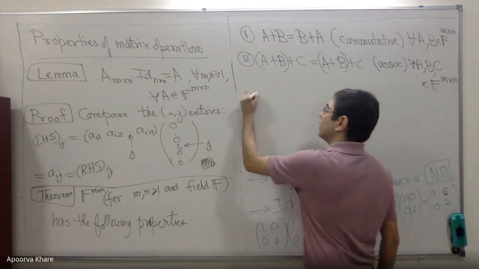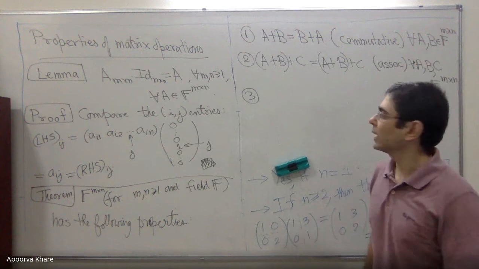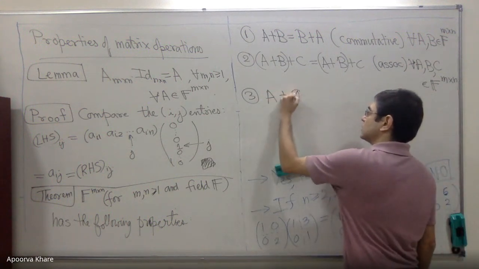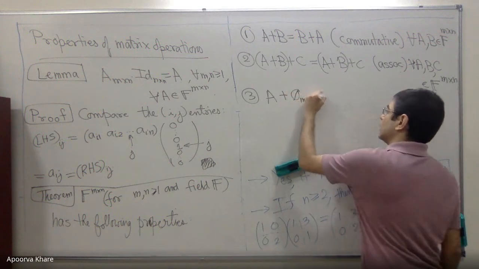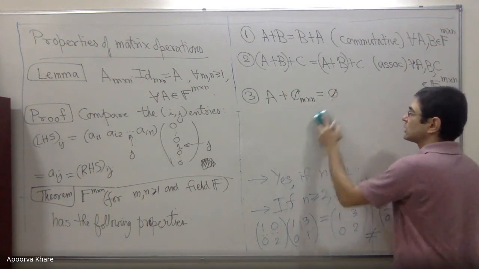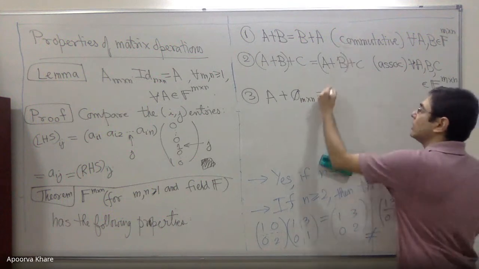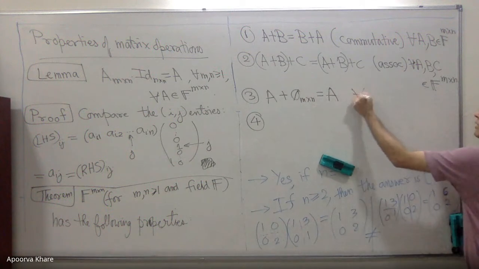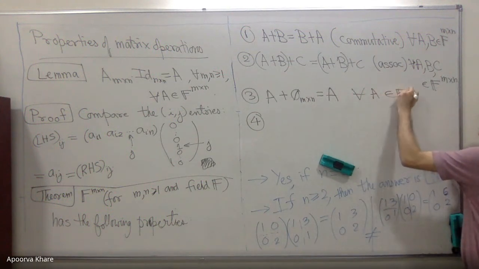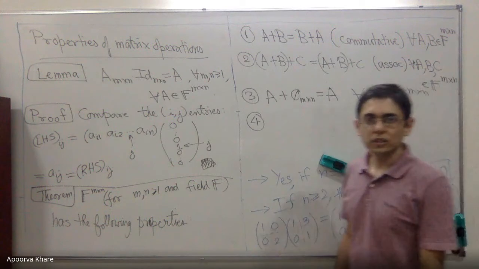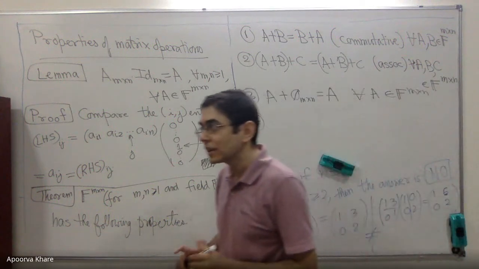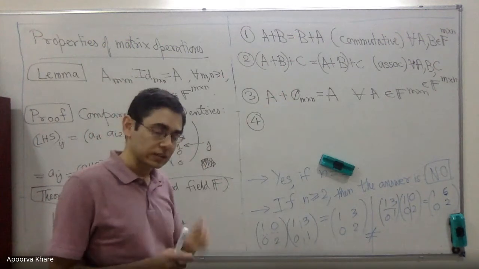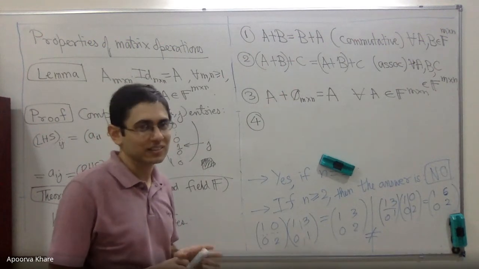The third, of course, is that if you add the 0 matrix, then you get A plus 0 (m cross n) equals A. I don't need to say 0 plus A because addition is commutative. That is obvious, for all A in F to the m cross n. So these are all the addition laws. It's very much like the field axioms. It's the multiplication part where things get trickier.